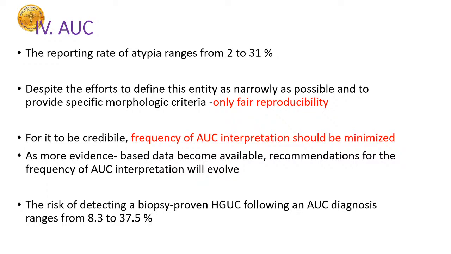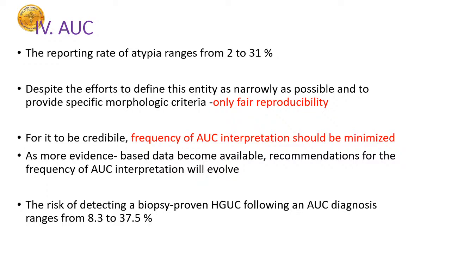So we should lower our rate of atypical urothelial cells. Why? To gain credibility. Please do not use it as a wastebasket terminology. I'm reiterating: across institutes, the reporting rate of atypia ranges from as low as 2 to 31%. Despite the efforts to define this entity narrowly, like we said, one major criterion, one minor criterion, it has only fair reproducibility. And for it to be credible, the frequency has to be minimized. We should not call anything and everything atypical urothelial cells.